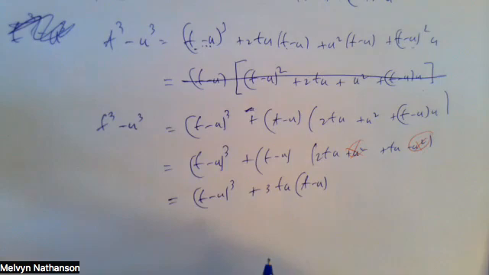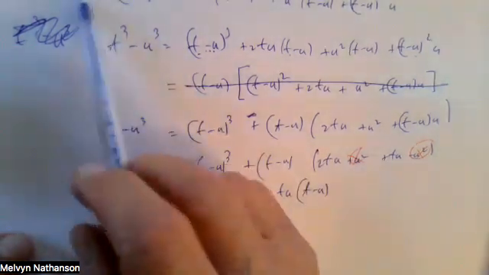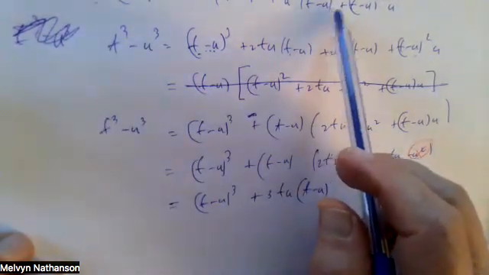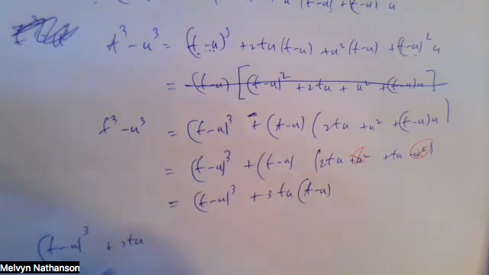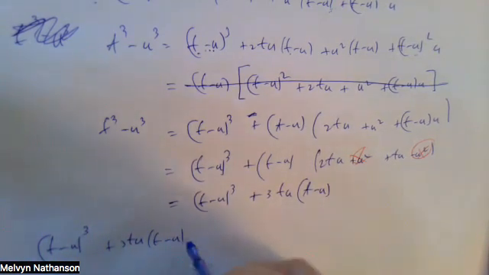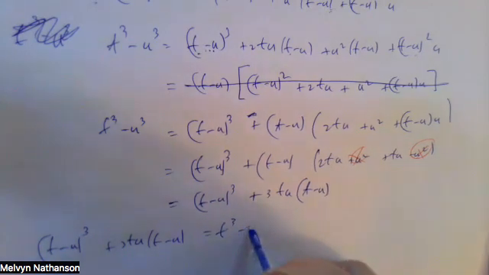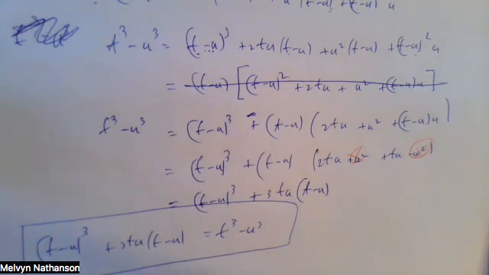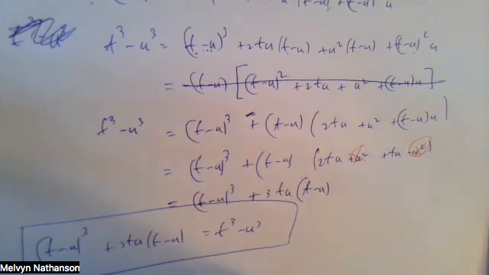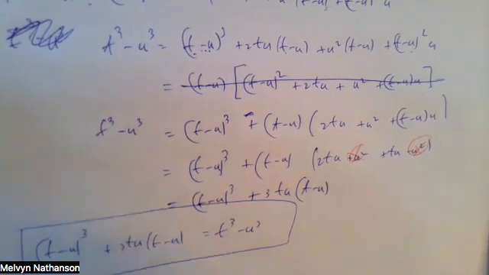So just rearranging this expression for the partition of the cube, we get t minus u cubed plus 3tu times t minus u equals t cubed minus u cubed. And you might say, well, what good is this? Well, remember, we're trying to solve the depressed cubic. The depressed cubic is x cubed plus mx equals n.